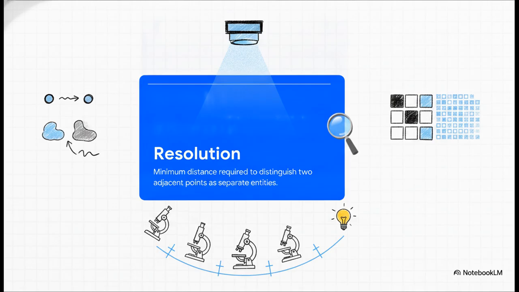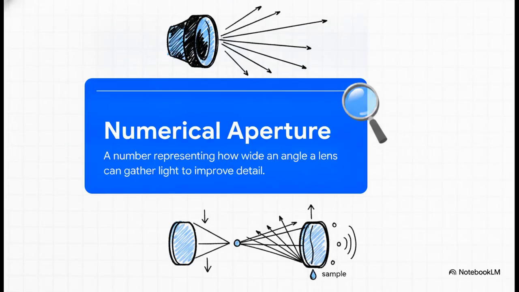A smaller numerical value for that distance means you can see finer, much closer details without them just blurring together into one big blob. Now, a concept that's absolutely crucial here is numerical aperture, or NA. It's a dimensionless number that basically represents how wide of an angle a lens can gather light from. A higher NA means you're capturing more light and finer diffraction details. And actually, we can even boost this capability by putting a special high refractive oil right between the lens and the sample. Pretty clever, right?